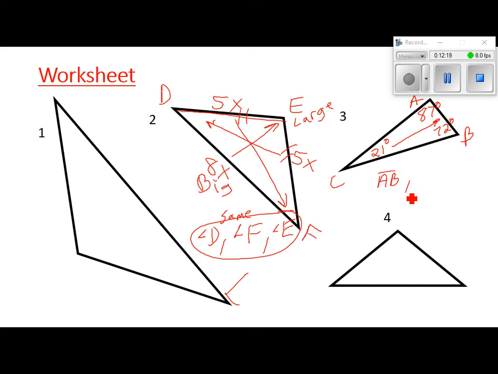Which angle is the next smallest angle? At which angle? 72, right? So which side's across from it? AC. Make sure you use your symbol. Then what's that tell us about this side across from the 87-degree angle? It's got to be the largest, the longest. So segment BC. That's in order from shortest to longest.